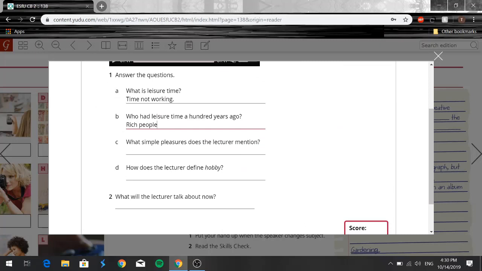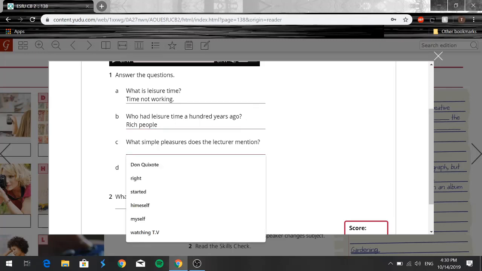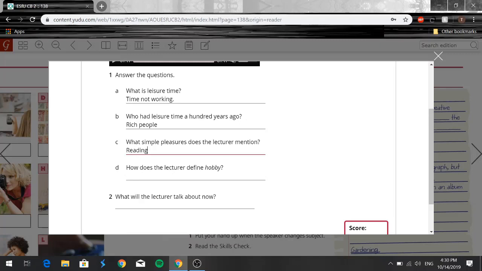C, what simple pleasures does the lecturer mention? Okay, we'll say reading, right? What simple pleasures? So we'll say reading, definitely listening to music, and watching TV, right? TV. Let me write that in capital. There you go. Okay?